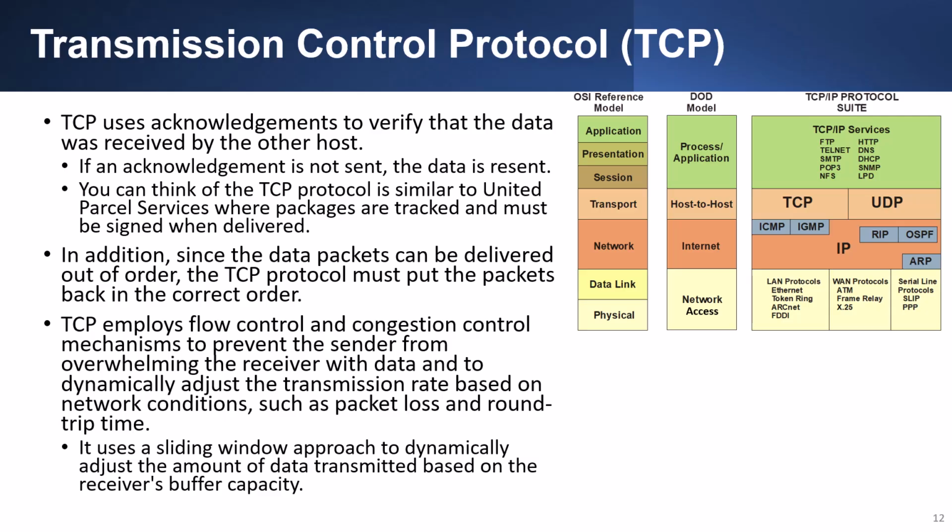TCP employs flow control and congestion control mechanisms to prevent the sender from overwhelming the receiver with data, using a dynamically adjusted transmission rate based on network conditions such as packet loss and round-trip time. It uses a sliding window approach to dynamically adjust the amount of data transmitted based on the receiver's buffer capacity.